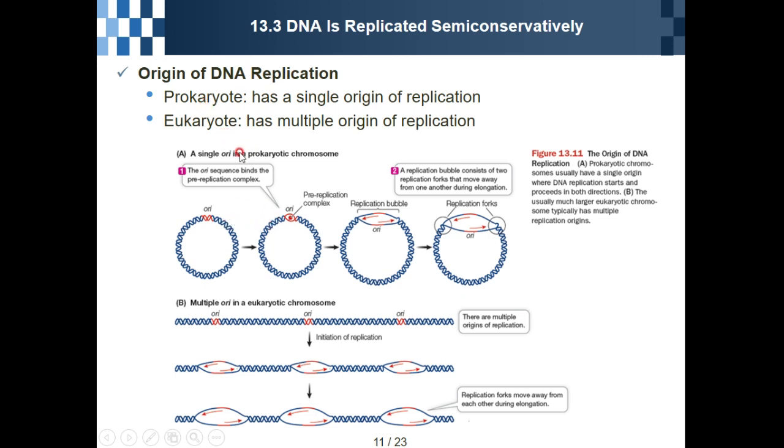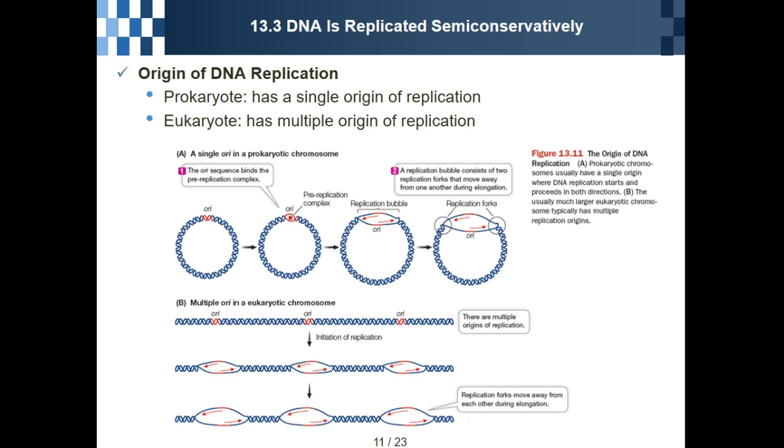For example, this is the prokaryotic chromosome. Its shape is round, so we call it a plasmid. They only have one origin of replication. After 20 minutes, one becomes two chromosomes.